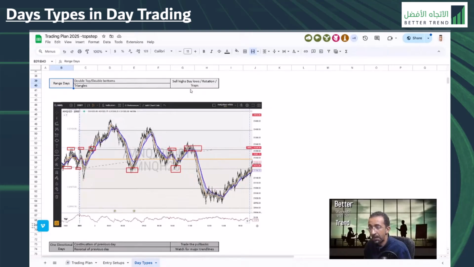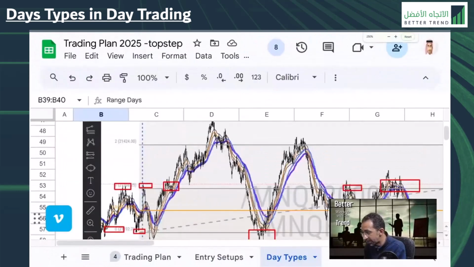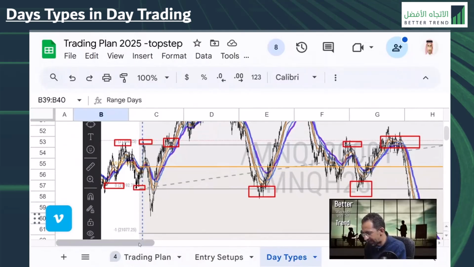Sell the highs, buy the low, trade the rotation, watch out for the traps. Don't enter a trade until you see a trap. For example, in this one, if you go close to this example, we will go to a live example as well.